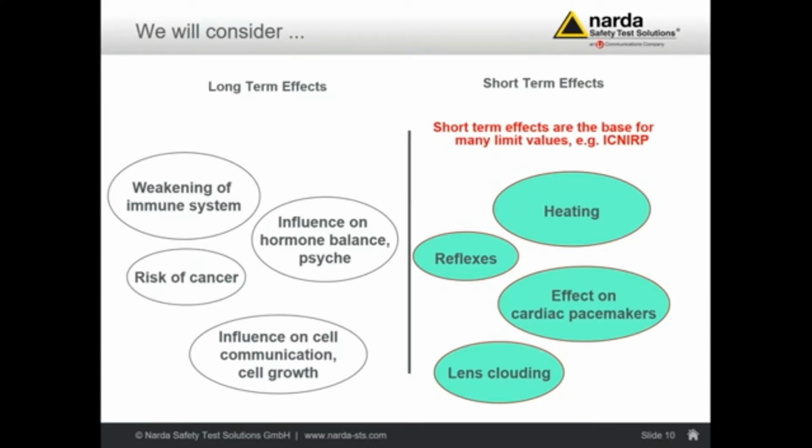On the other side, we have the so-called short-term effects. And the short-term effects, they are the basis for international legislation, like ICNIRP. ICNIRP is International Commission for Non-Ionizing Radiation Protection. And short-term effects like heating, reflexes, or lens clouding, they are well known, they can be measured, and for that, it's no big deal to set up limit values. Because there is a known effect, you know which field strength is necessary to heat up the human body by 0.1 degrees Celsius. And by this you can say, okay, 0.1 degrees Celsius is the maximum, and there we have to set up a limit.